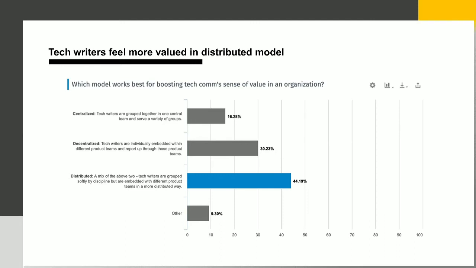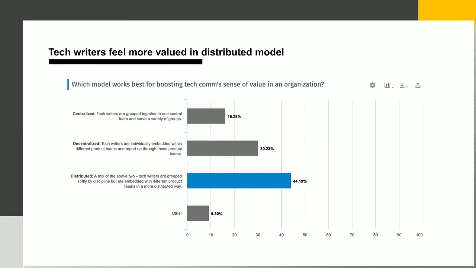But in general, it was very hard to draw a strict correlation between the org model and value. People felt that other factors were more important overall to the sense of value. Other factors like having a documentation sponsor, having healthy allocation of projects, the way that you go about your workflows and how you interact with project teams. All of these things seem to ring more true as important rather than the model that you find yourself in.